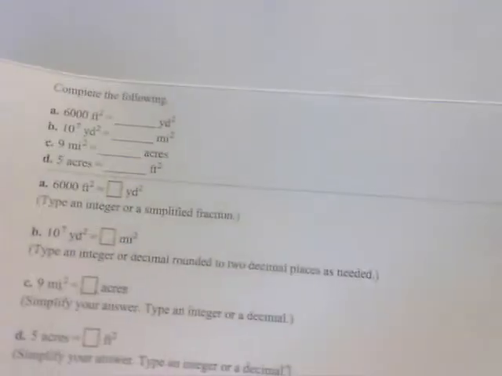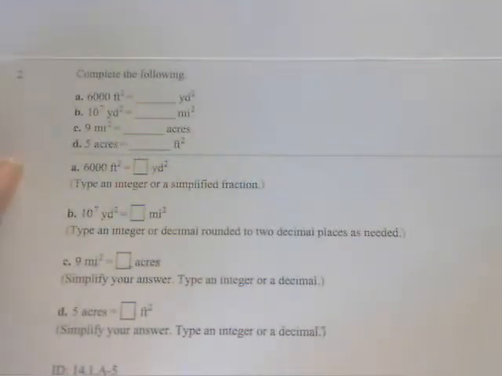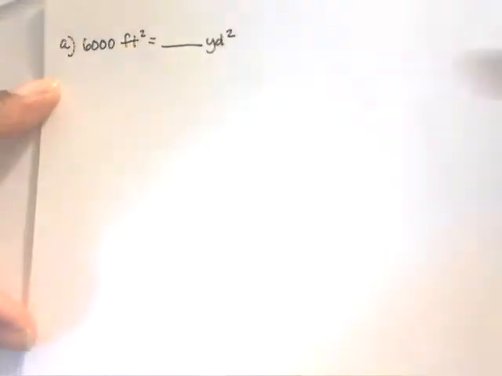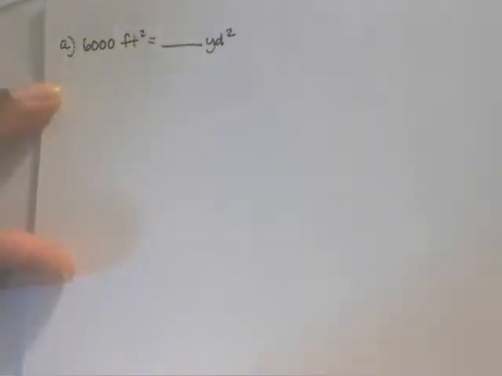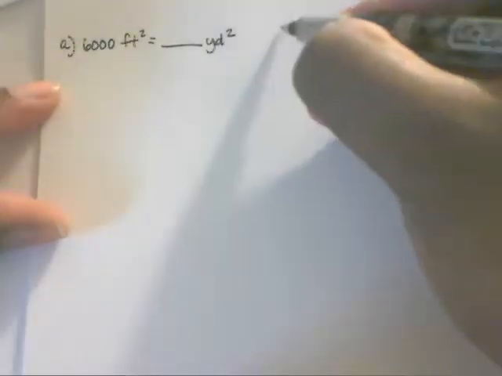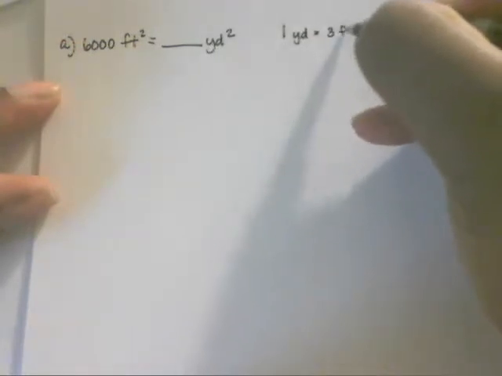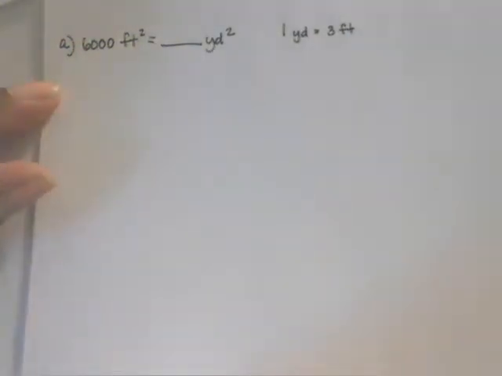Okay, all right, here's the next problem. We're going to complete the following. The first one is 6,000 square feet is equal to how many square yards? Okay, now I'm going to do this on a different sheet of paper here. 6,000 square feet is equal to how many square yards? Okay, in this case, I know that 1 yard is equal to 3 feet. Because it takes 3 feet to make up a yard.